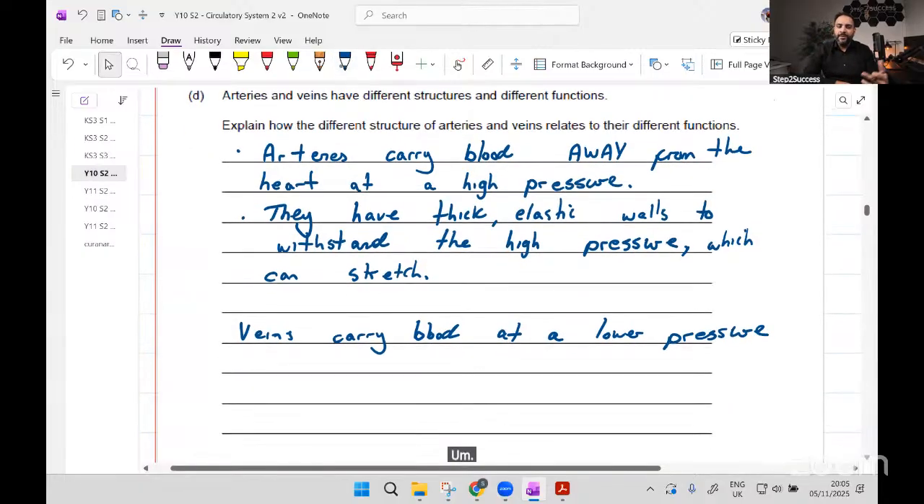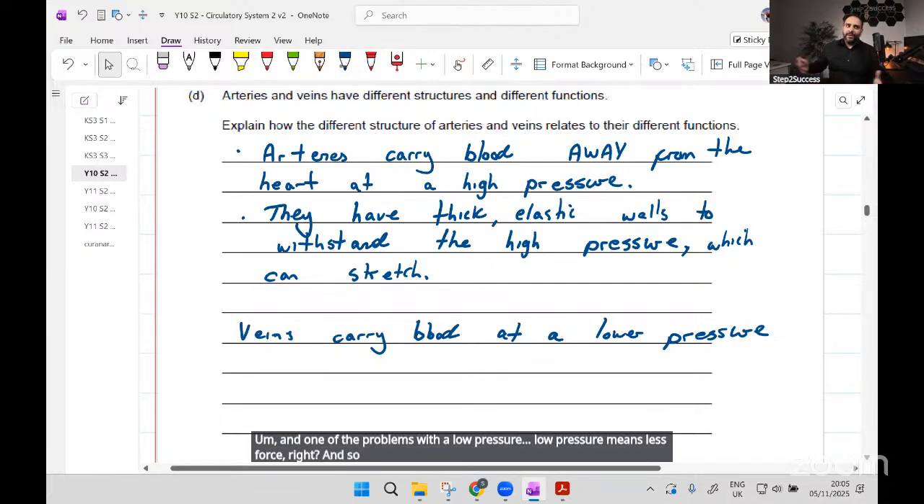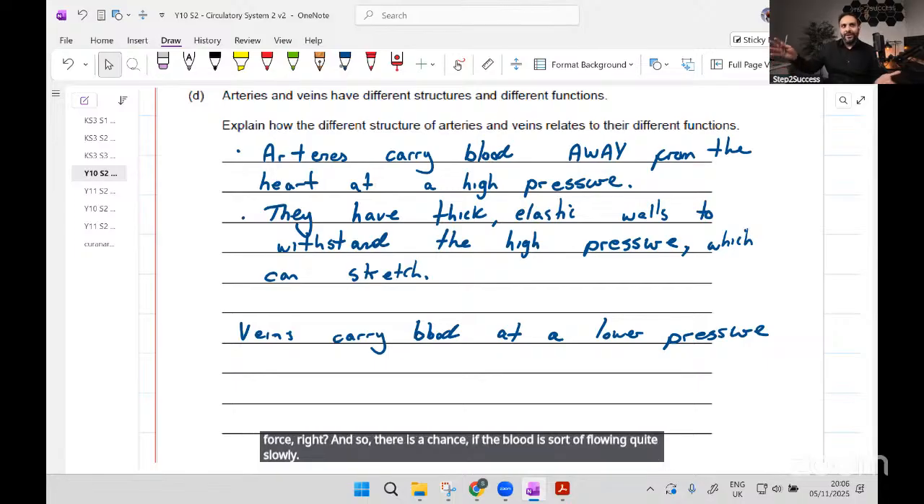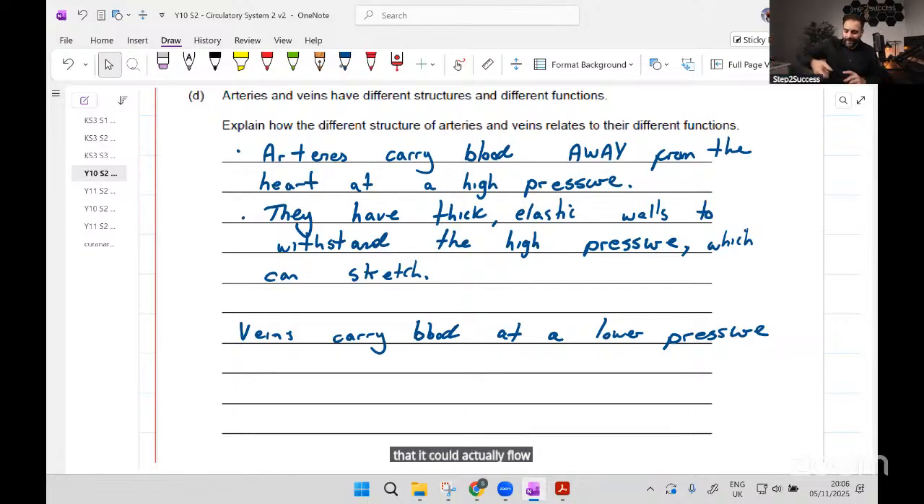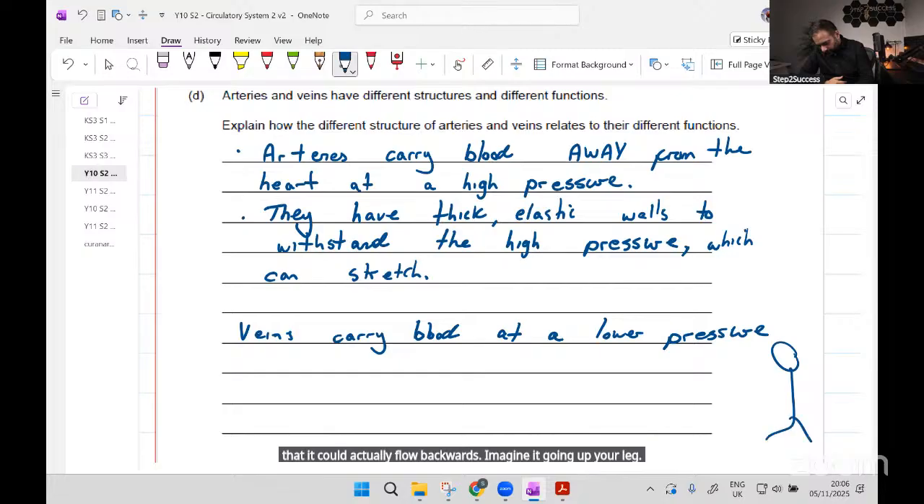And one of the problems with low pressure means less force, right? So there is a chance that if the blood is flowing quite slowly, it could actually flow backwards. Imagine it going up your leg. So this blood has gone down to your leg and now is coming back to your heart that way. Imagine it trickling upwards slowly. Well, what's to stop it from going backwards?